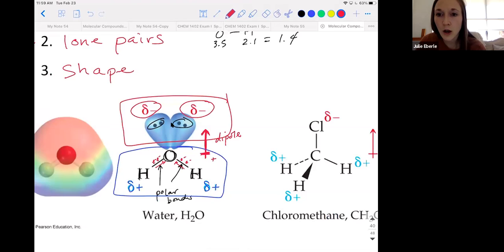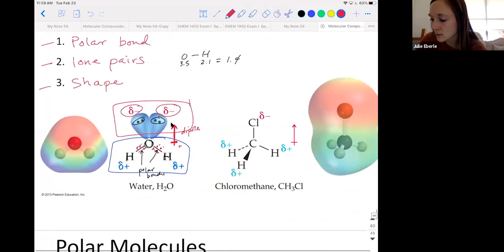All right, and if you can draw a dipole that is permanent and does not cancel out, then overall, yes, this molecule is polar. Water is a polar molecule, okay?